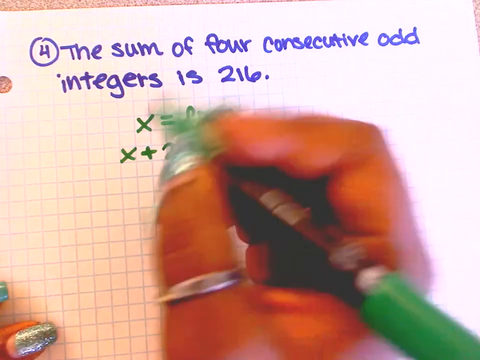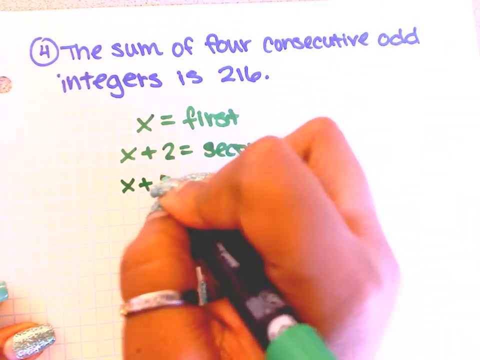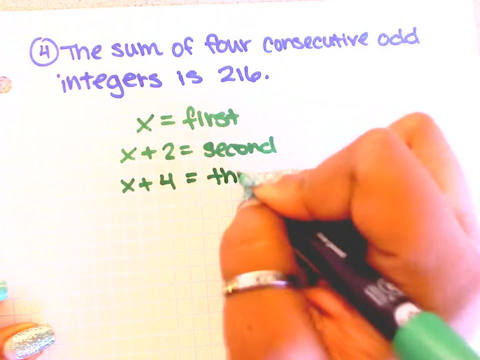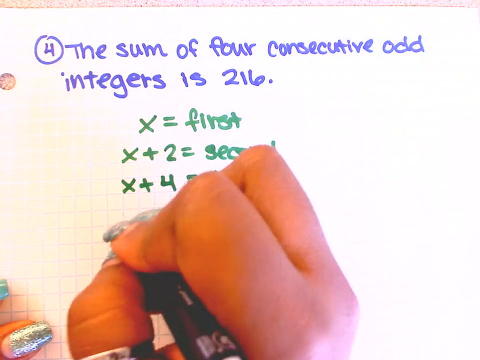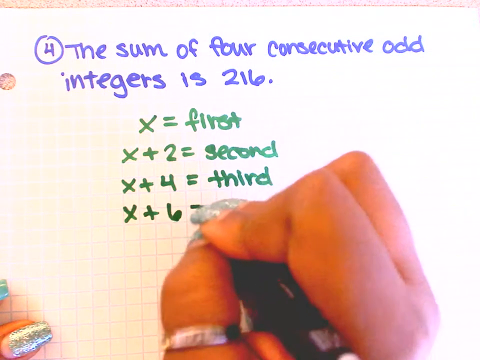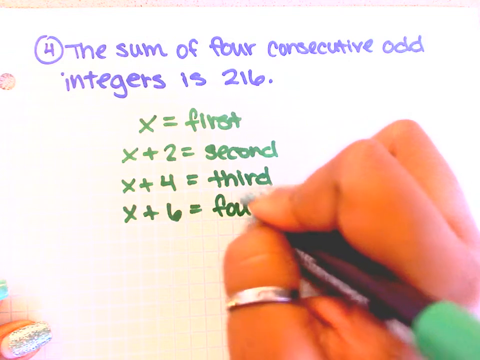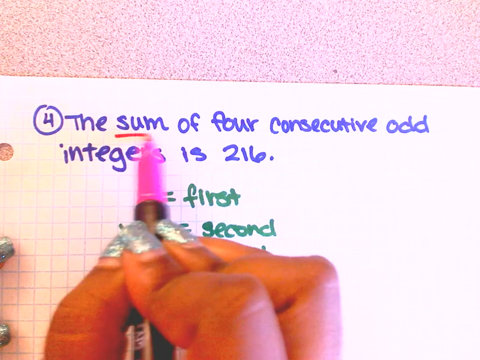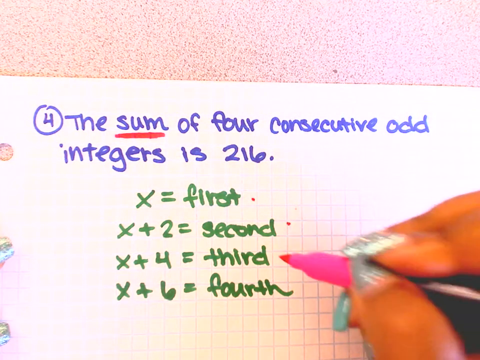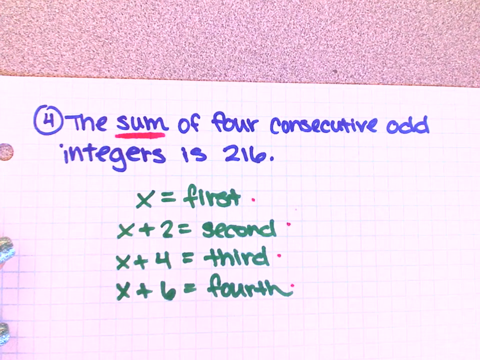Then what's going to be my third number? X plus 4. Very good. But then what's going to be my fourth and final number? X plus 6. Very good. This is going to happen whether they ask for odd or even because you're going to have to go up by 2. So now I'm going to find the sum of these 4 things, and the sum of those 4 should equal 216. So here we go.